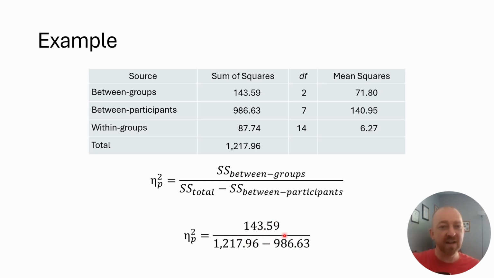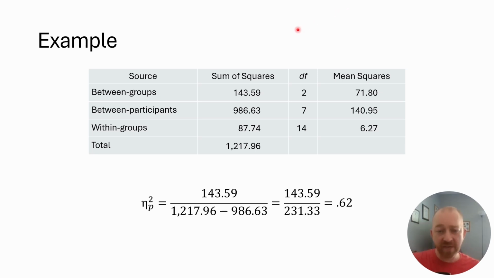1,217.96 we put right there. The last thing we need is the sums of squares from the between participants variation, which is right here, 986.63. So plug all that in. Actually, the math from here is pretty straightforward. So we simply make the subtraction down in the denominator to find a difference of 231.33. Then we divide the numerator by the denominator to get a proportion of 0.62.